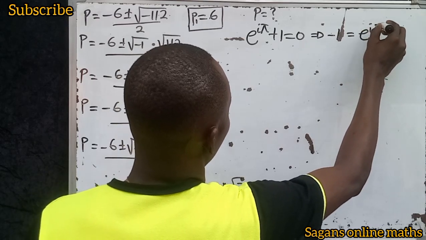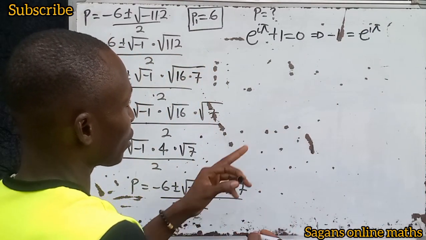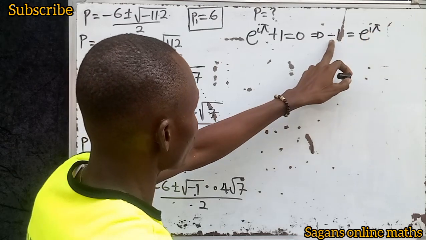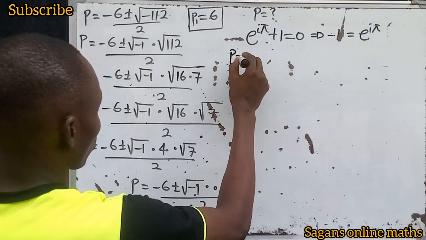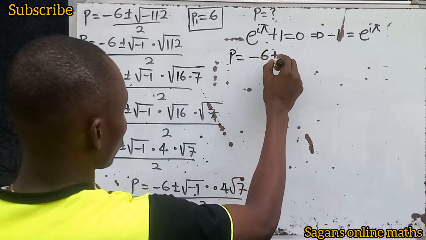I pi multiplied by what? E to the power what? I pi. That means minus 1 is equal to e to the power of i pi. So anywhere you see minus 1, I want to put e to the power of i pi. So here we have that p is equal to minus 6 plus or minus root what?